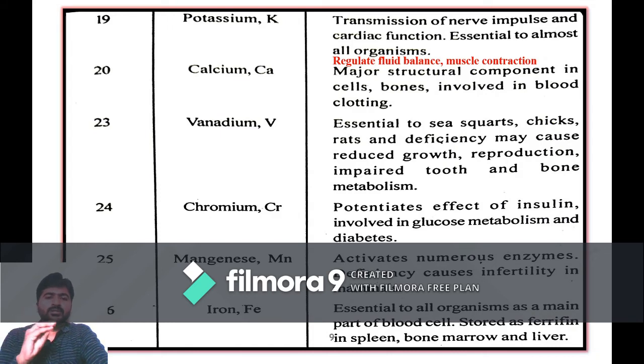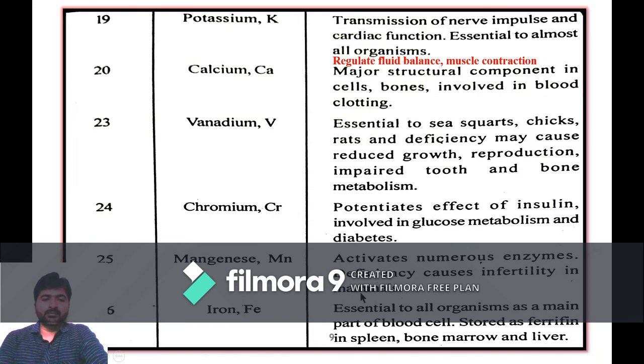So now the next one is manganese. Manganese activates numerous types of enzymes. If there is a deficiency of manganese, basically in the case of mammals, then it causes infertility in the mammals. So manganese affects the fertility of mammals. If there is a deficiency of manganese, it leads to infertility in the mammals.